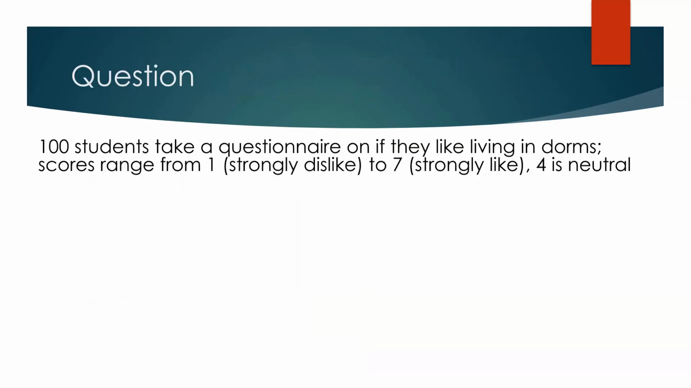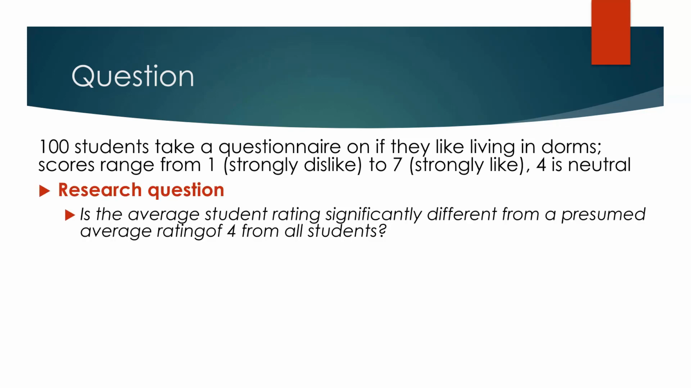So let's say you go out and you give a survey to 100 students, a questionnaire, right? And everybody gets a final score on the questionnaire ranging from 1 to 7, 1 indicating strongly dislike, 7 indicating strongly like, and 4 being neutral. So our general question, we can be more technical in phrasing our research question with the following. Is the average student rating significantly different from a presumed average rating of 4 from all students?